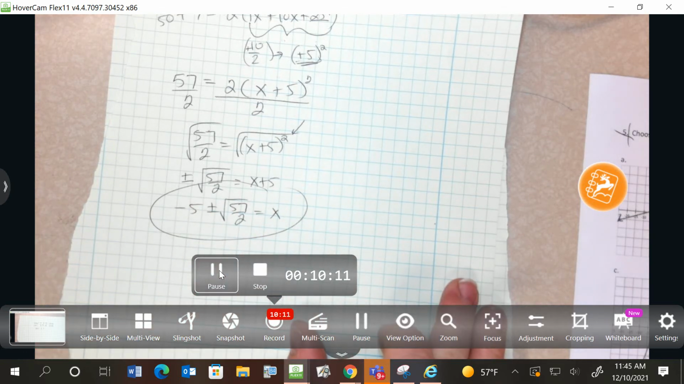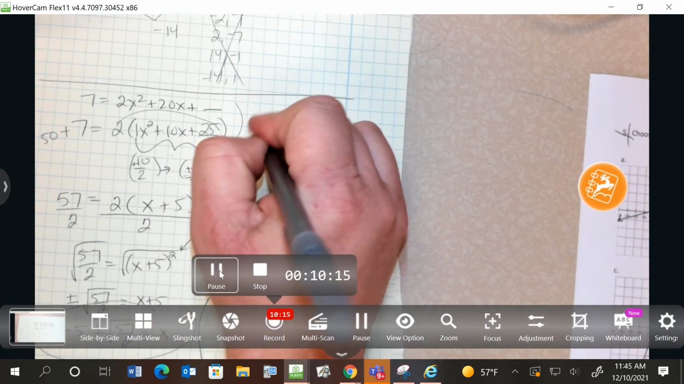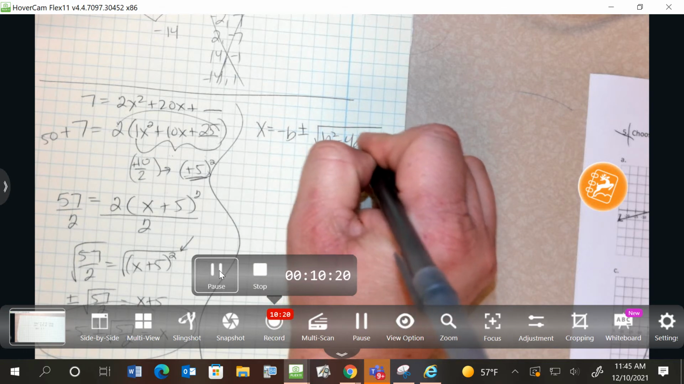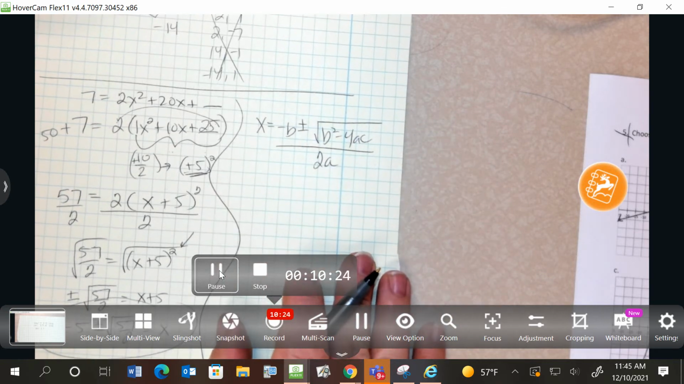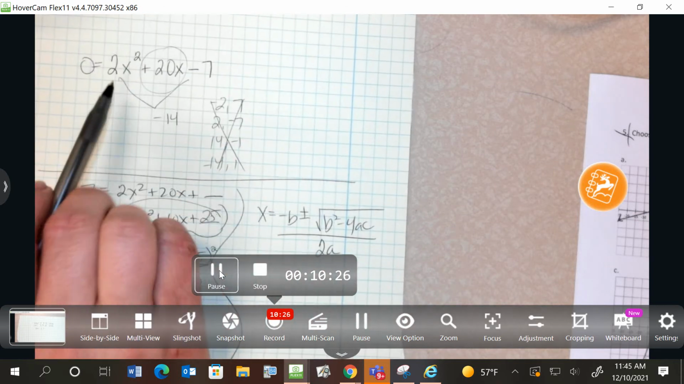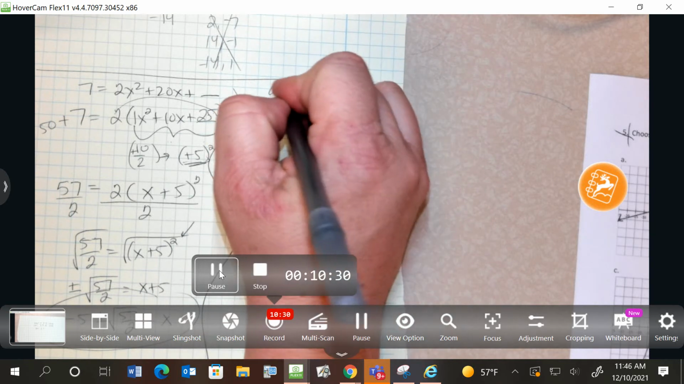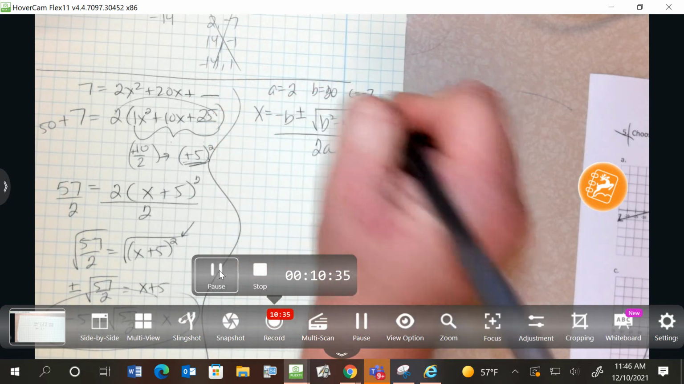Can we also get that answer using the quadratic formula? Yes. Now you do need to have the quadratic formula memorized. It will not be provided to you. I think most of you were introduced to that probably in the 7th, 8th grade. So in this problem, A is 2, B is 20, and C is negative 7.